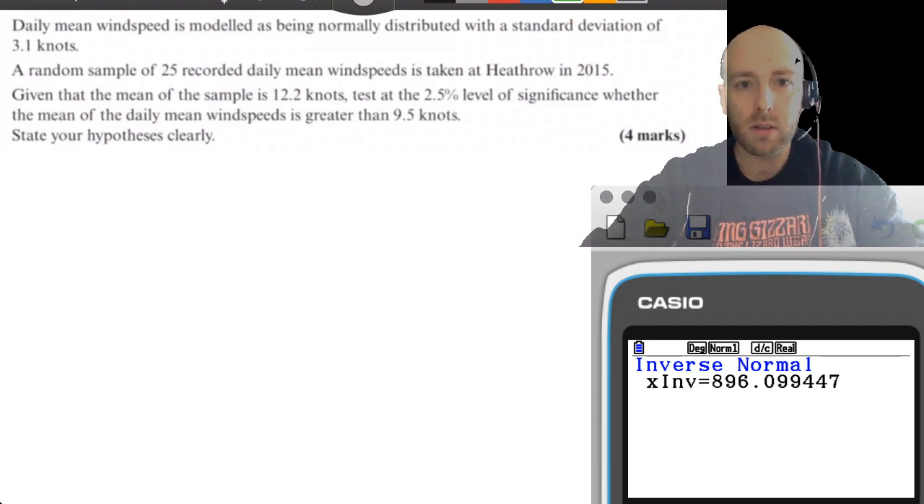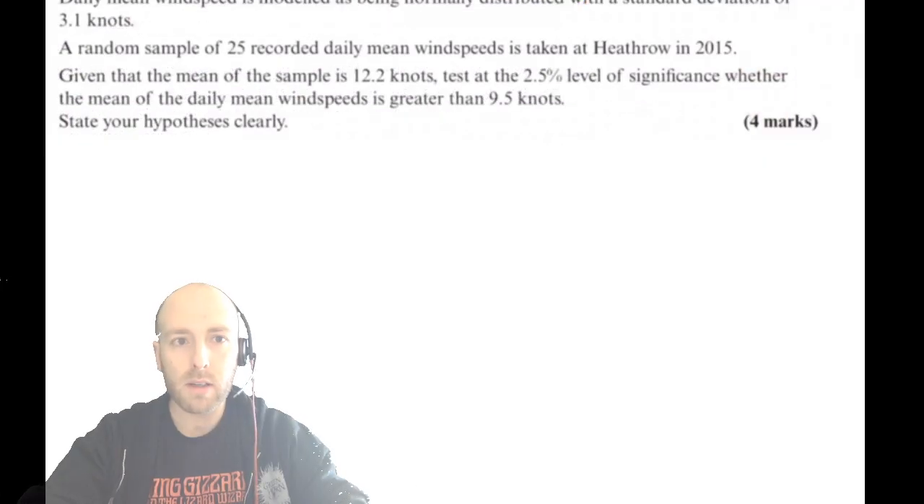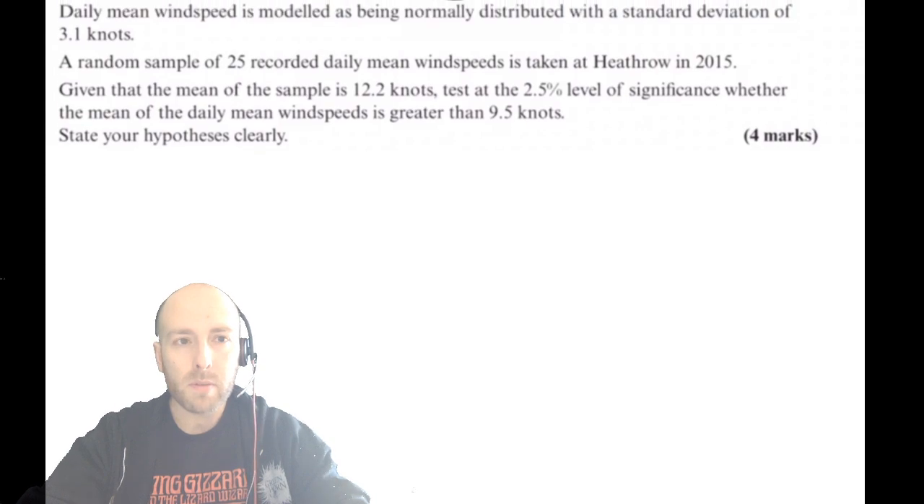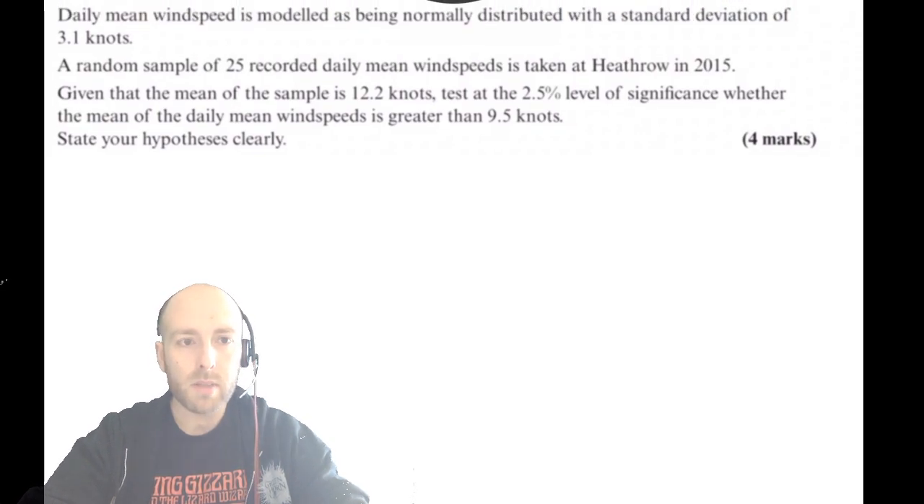Go back to the calculator. Let's move it down a tad. There we go. So daily mean wind speed is distributed with... it's a pretty straightforward question. It's only asking about the hypothesis test part. So 4 marks. Let's make it strict. I'll give you 4 minutes. See how you get on.